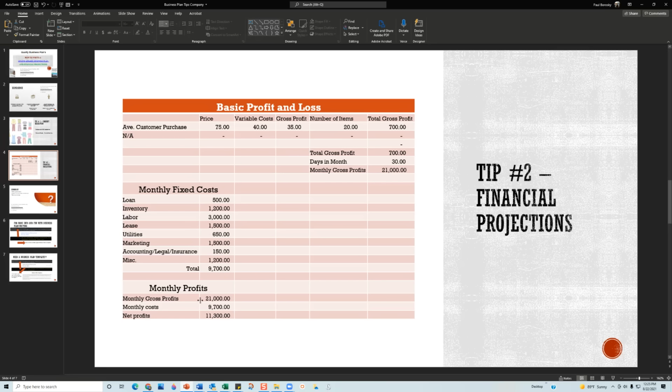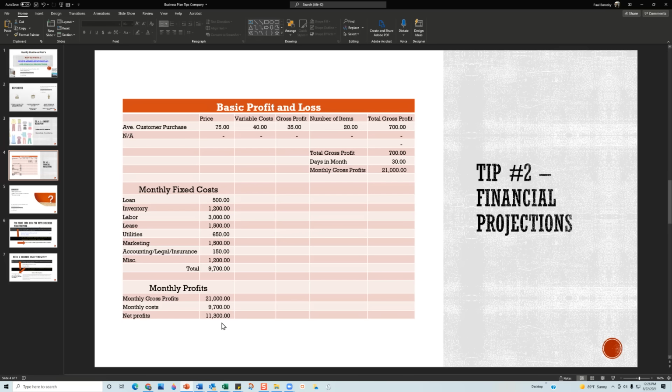The next step is going to be to construct your third phase of the basic profit and loss statement, which is the monthly profits. In line 1, what we're going to do is bring down our gross monthly profits, $21,000. We'll put it right here. Next thing we're going to do is take our monthly costs right here. I'm going to drop it down here. And then the final step is going to be to deduct the monthly cost, the $9,700, from the $21,000, and that gives us our net profits of $11,300.